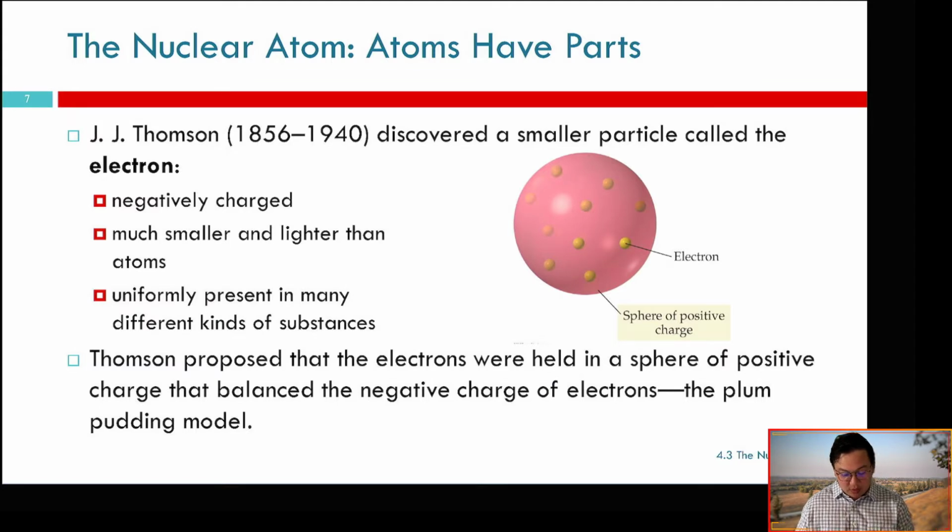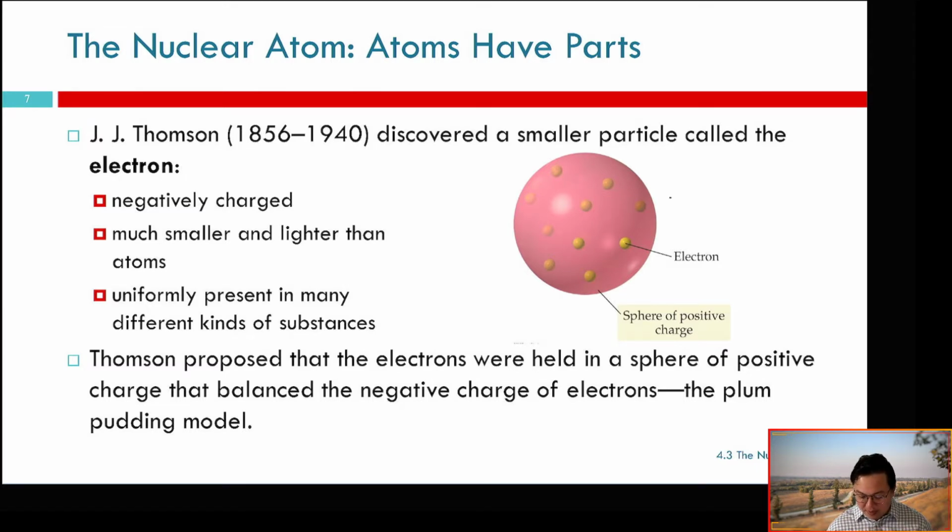J.J. Thomson later on discovered a smaller particle called the electron. Electrons are negatively charged. They're much smaller and lighter than atoms, and they're uniformly present in many different kinds of substances. Thomson's theory of how atoms and electrons work together is sometimes called the plum pudding model. And if you look up plum pudding, you'll find that it's not pudding at all. I was fairly disappointed.